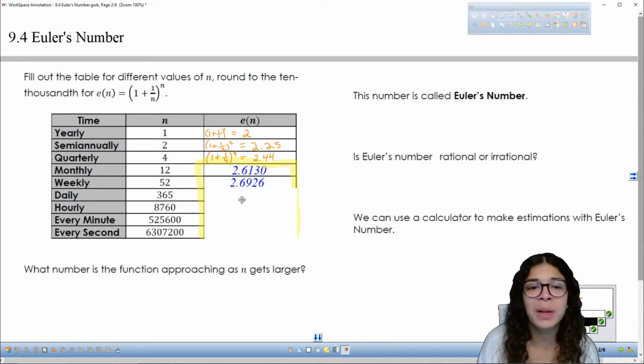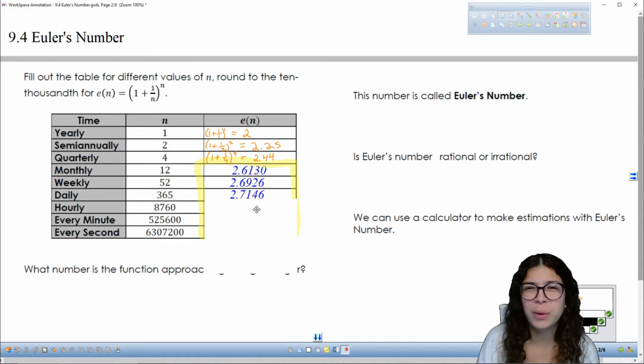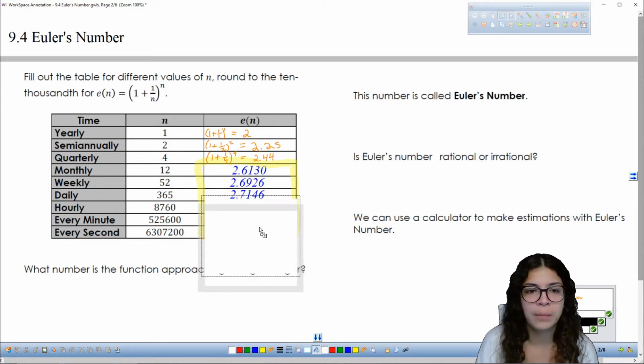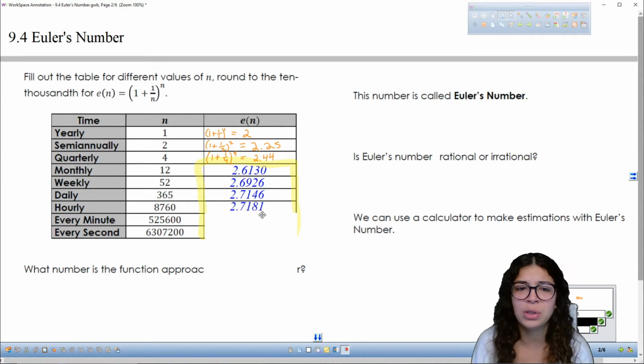And what about if instead of weekly, we calculated it daily? If n was 365 and we calculated that, what would that number be? 2.7146. Okay, what about instead of daily, we calculated this hourly, every hour in the year, and n was 8760. Then our number would be 2.7181.